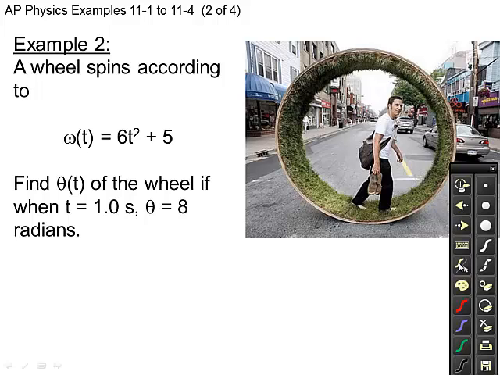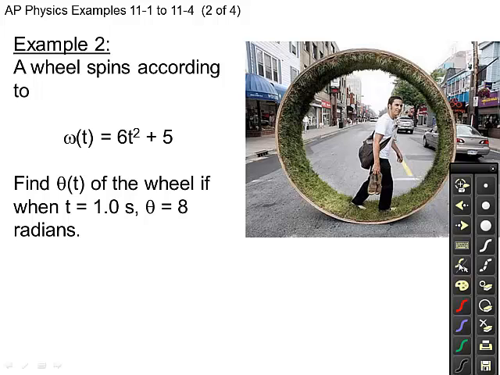So I've got the function for omega. I want the function for theta. What do I do? Take the backwards derivative. Couldn't have said it better myself. What do we call backwards derivatives? Integrals. Backwards derivative is exactly the right answer. We give it a special name, we call it integral, but that's really all it is.